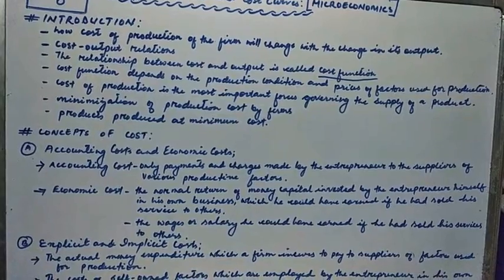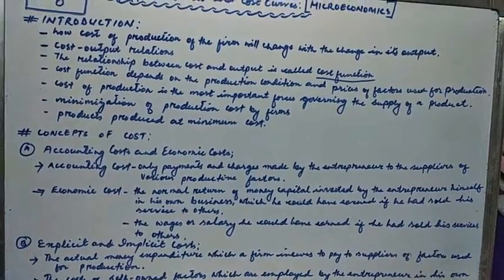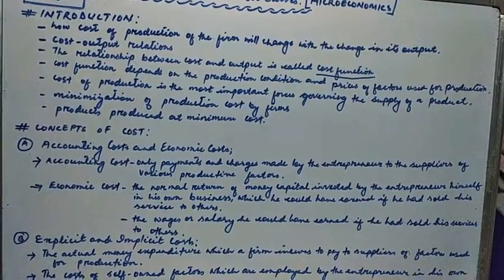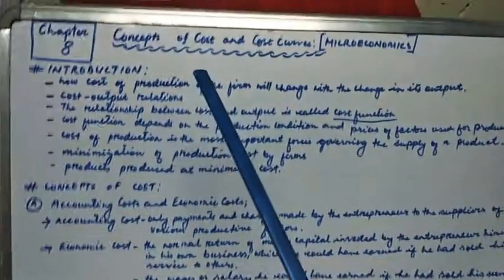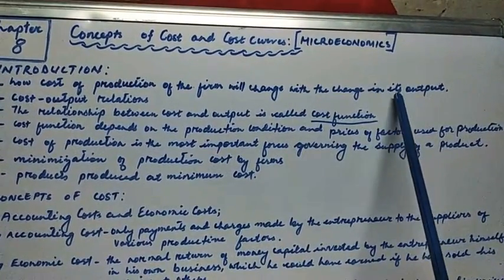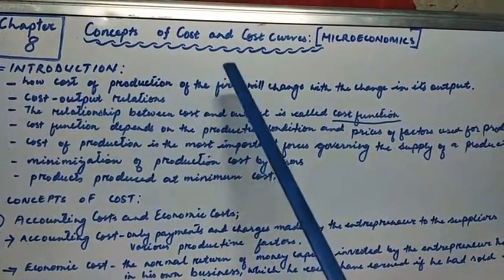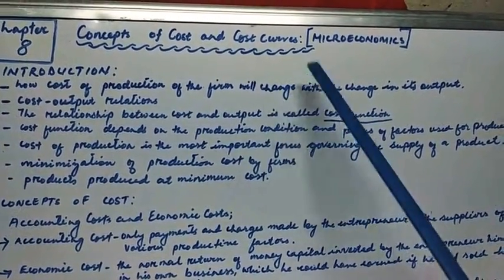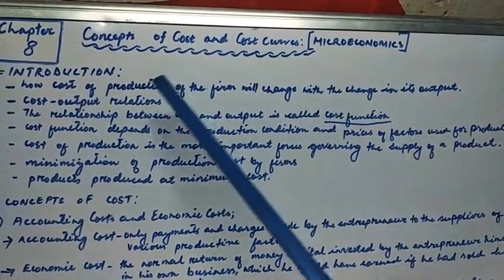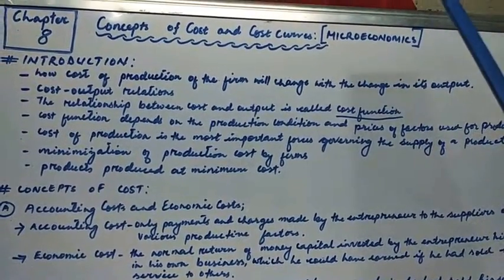So what we will do in this chapter is carry forward this analysis of the forces that determine the supply of goods, and we shall explain how the cost of production of the firm will change with the change in its output. We shall try to explain how the cost of production of a firm will alter its output. So depending on the cost of production, how will the output change? That we shall try to explain in this chapter.